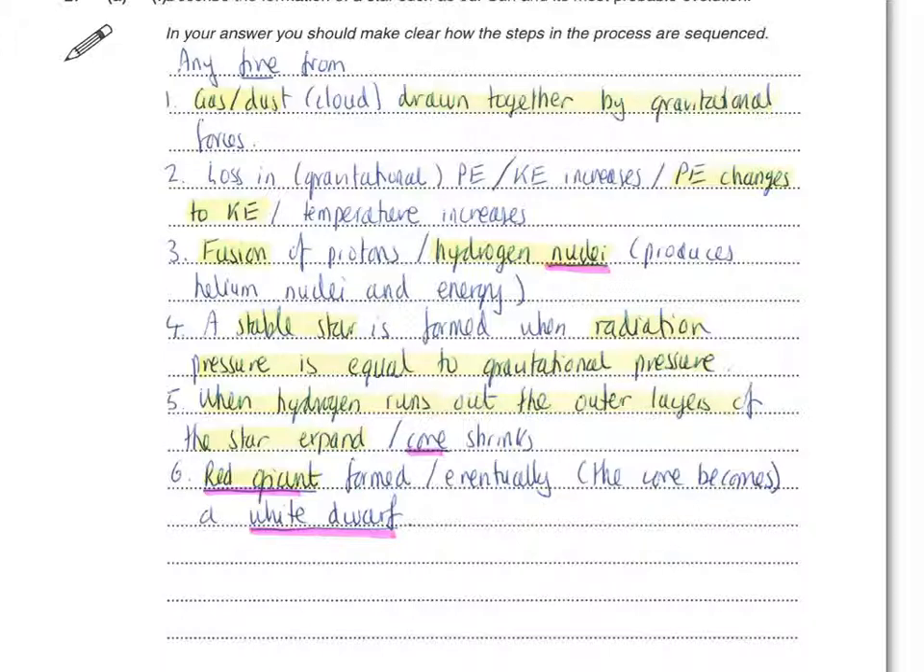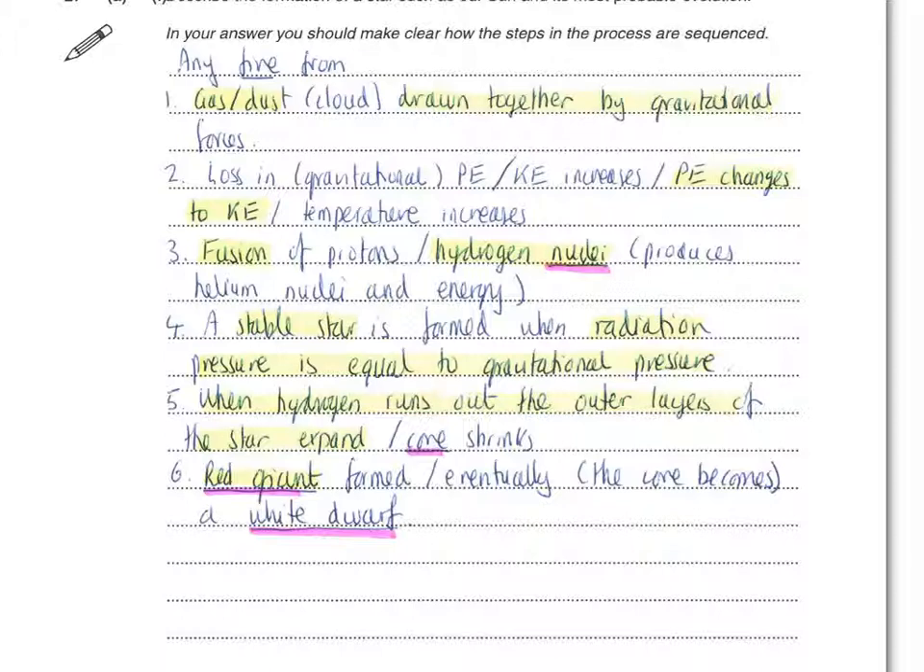First of all, a cloud of gas and dust is drawn together by the force of gravity. Secondly, the mark is for describing the energy changes in this situation. So as the material is drawn together, potential energy changes to kinetic energy. You could alternatively point out that this leads to a rise in temperature.